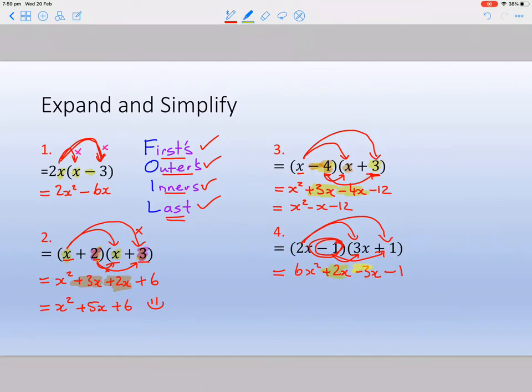Let's group like terms. I think that's going to be the same as the other one. So we end up getting 6x squared, 2x minus 3x, that's negative 1x, but we just write negative x. And then we've got minus 1 that we just bring down from there. Alright, so that's how we expand binomial products. Hopefully it makes sense. Take your time and remember to follow this FOIL technique. Alright, good luck. Peace out.